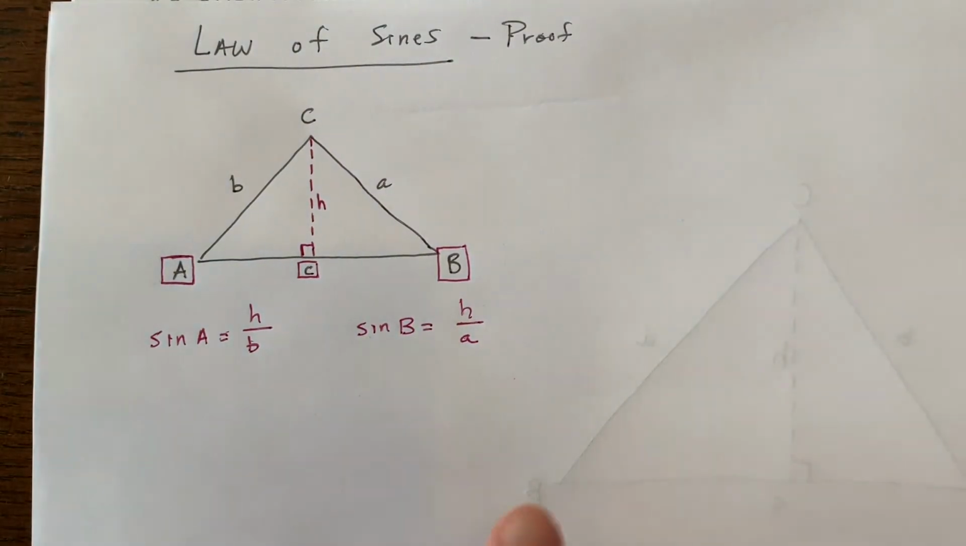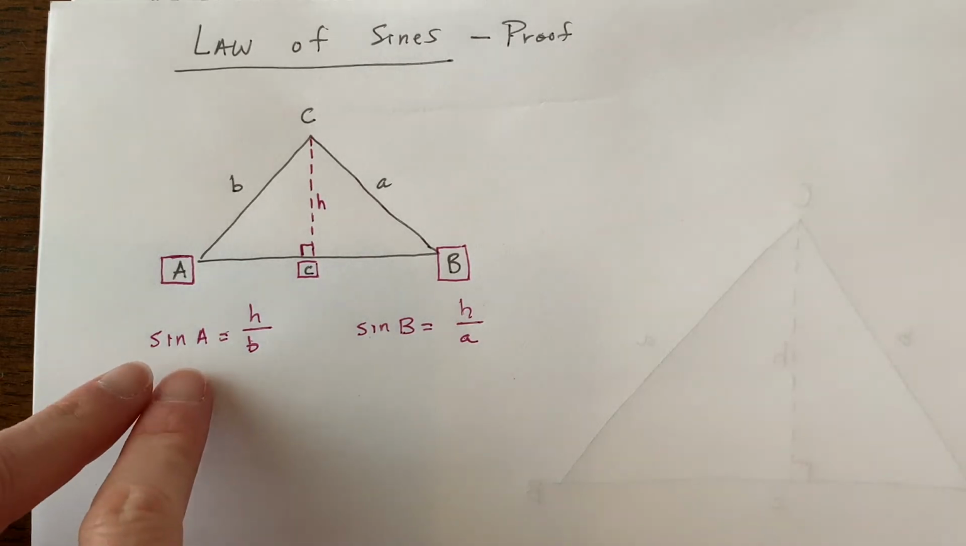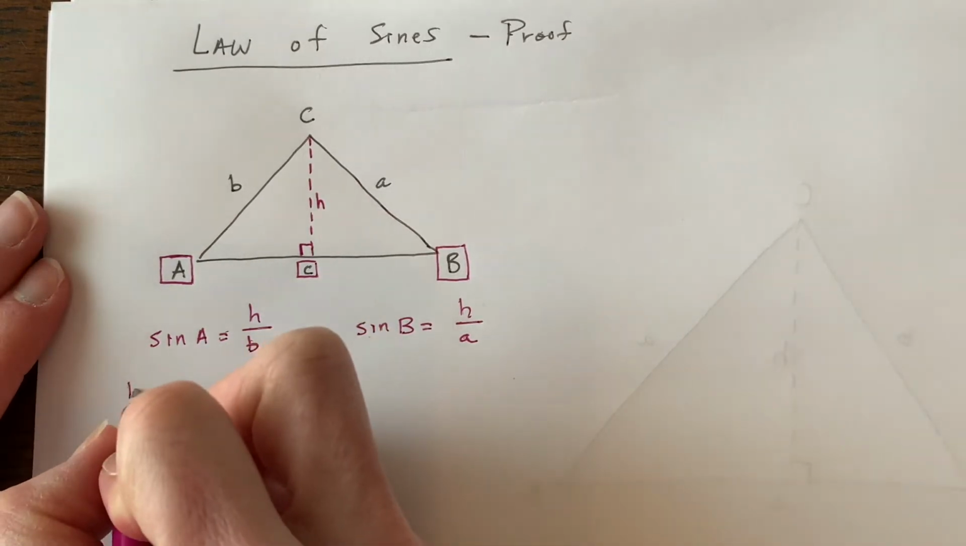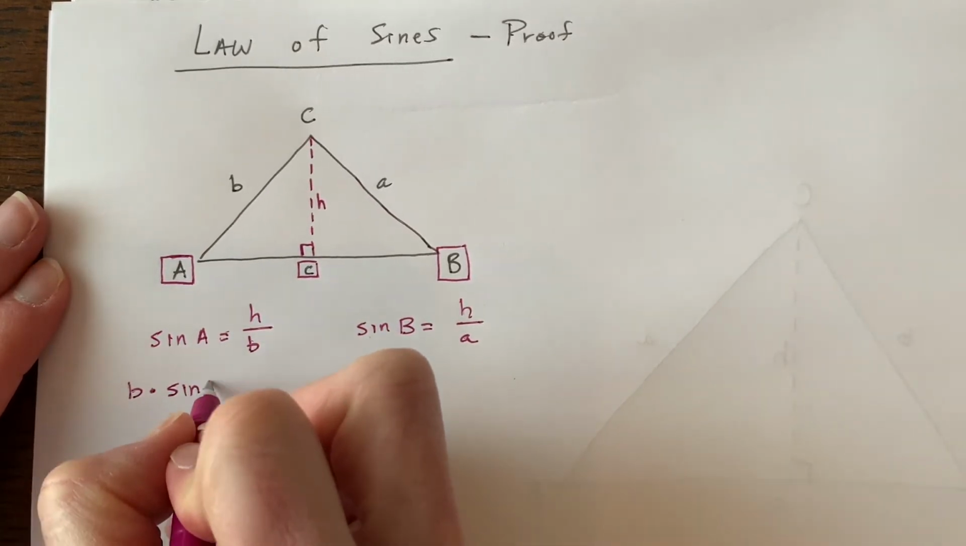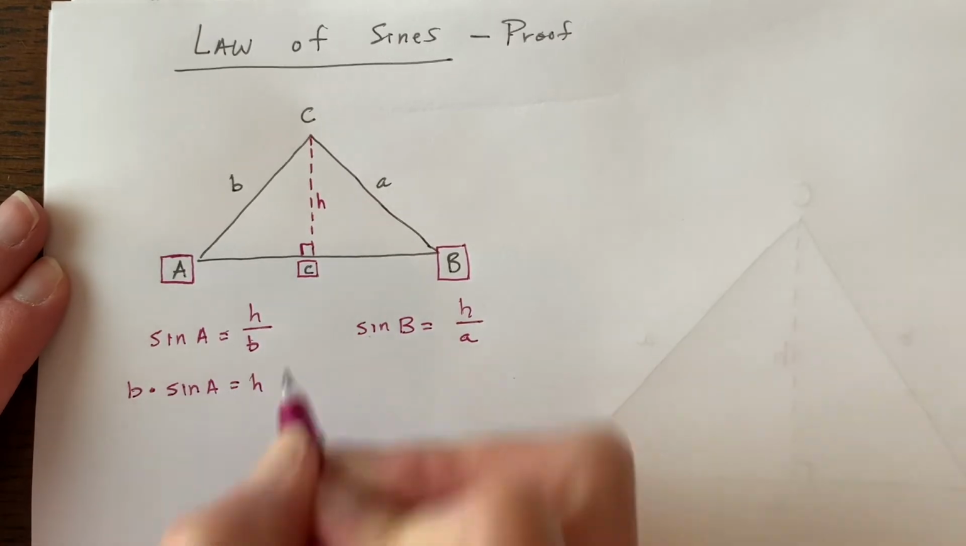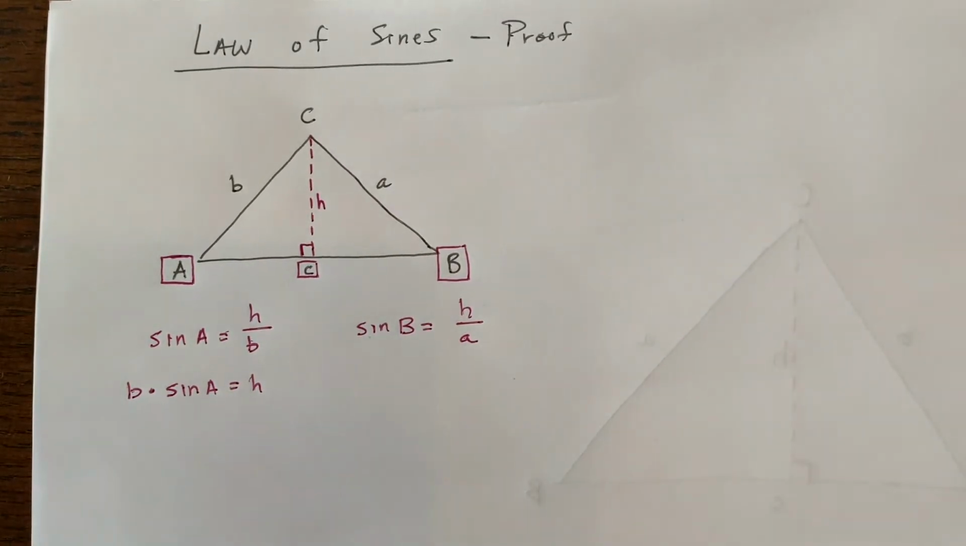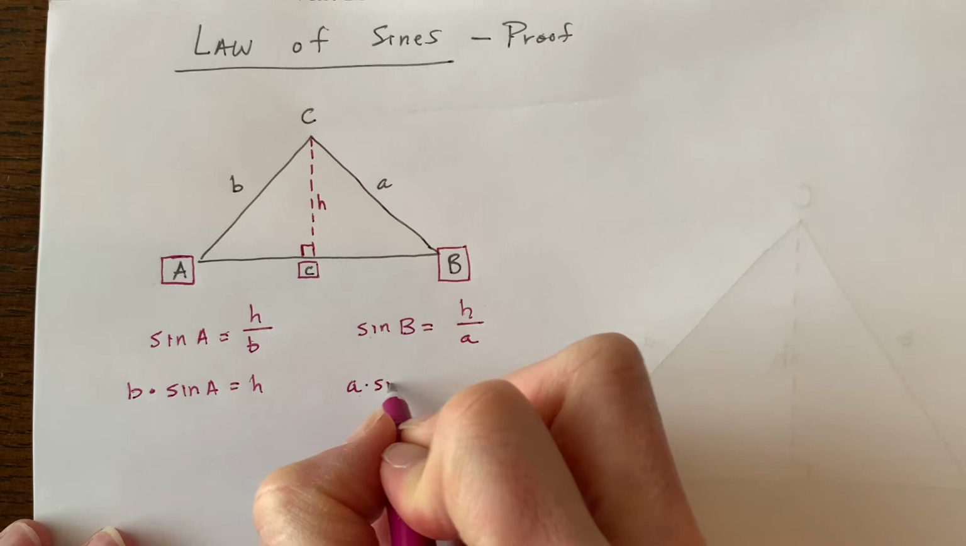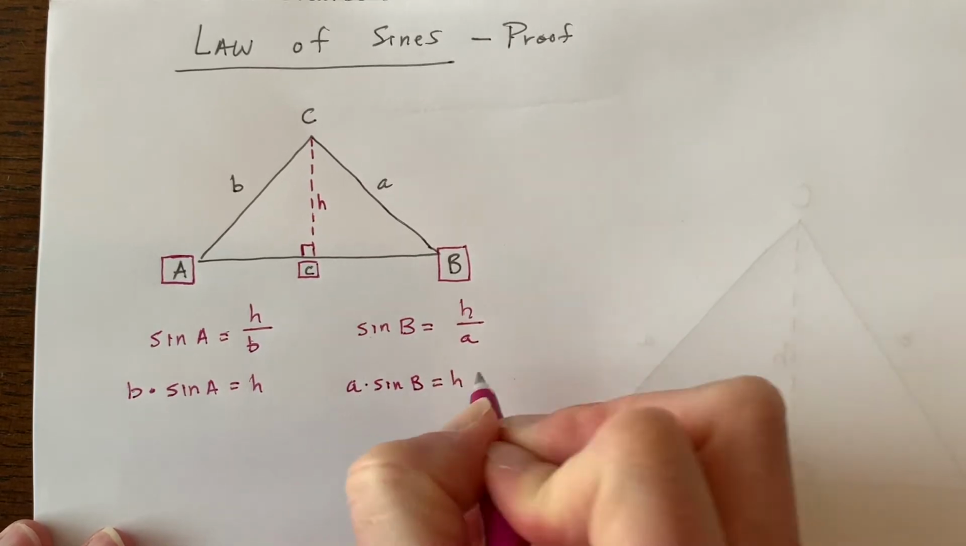Now, if I look at my two equations, they have one value in common, and that is h. So I'm going to solve both of these equations for h. For sine of A equals h divided by b, I can multiply both sides by b. So I know that b times the sine of A is equal to h. And for my right equation, sine of B equals h divided by a, I'm going to multiply both sides by a. So we have a times the sine of B is equal to h.